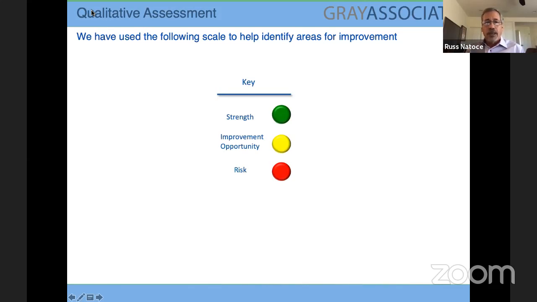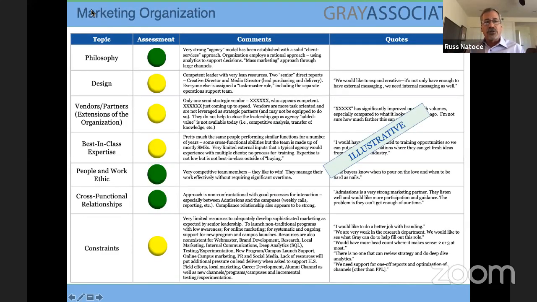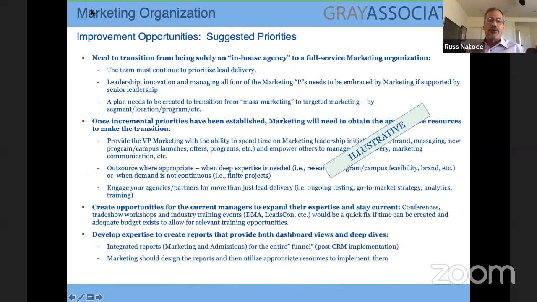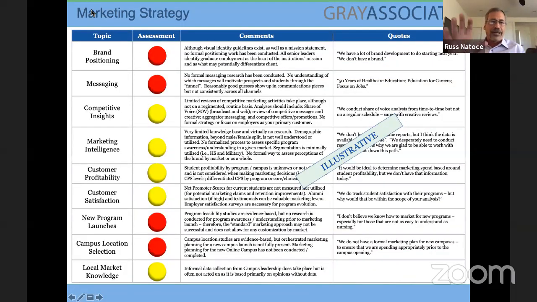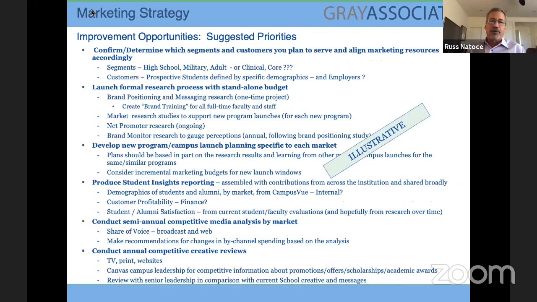And then with each one of these, so just talking about the marketing organization, there's a page on red, yellow, green opportunities. What did we learn? What did we hear? And then following that are the recommendations just on the marketing organization that we would suggest going forward. And we do that on every component that we look at. So marketing strategy, again, another red, yellow, green that we would go through. And then following that, here's a bunch of improvement opportunities with the suggested priorities that we would make. Some of these change, obviously, as we go through the discussions and additional learning comes about.